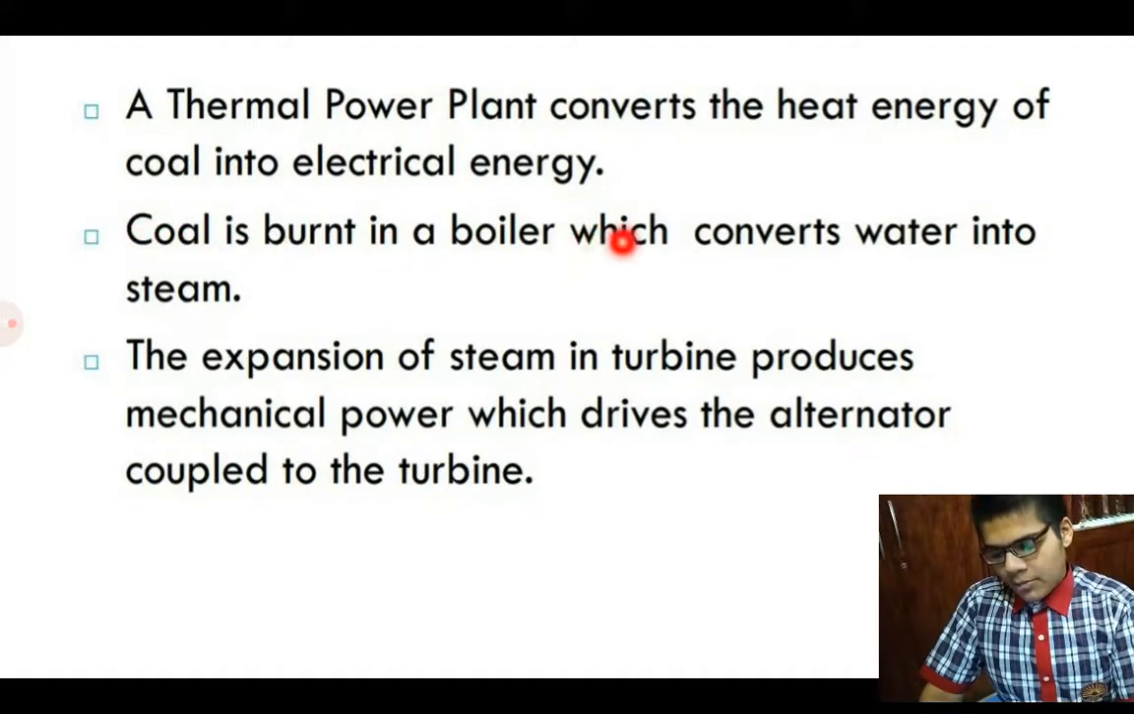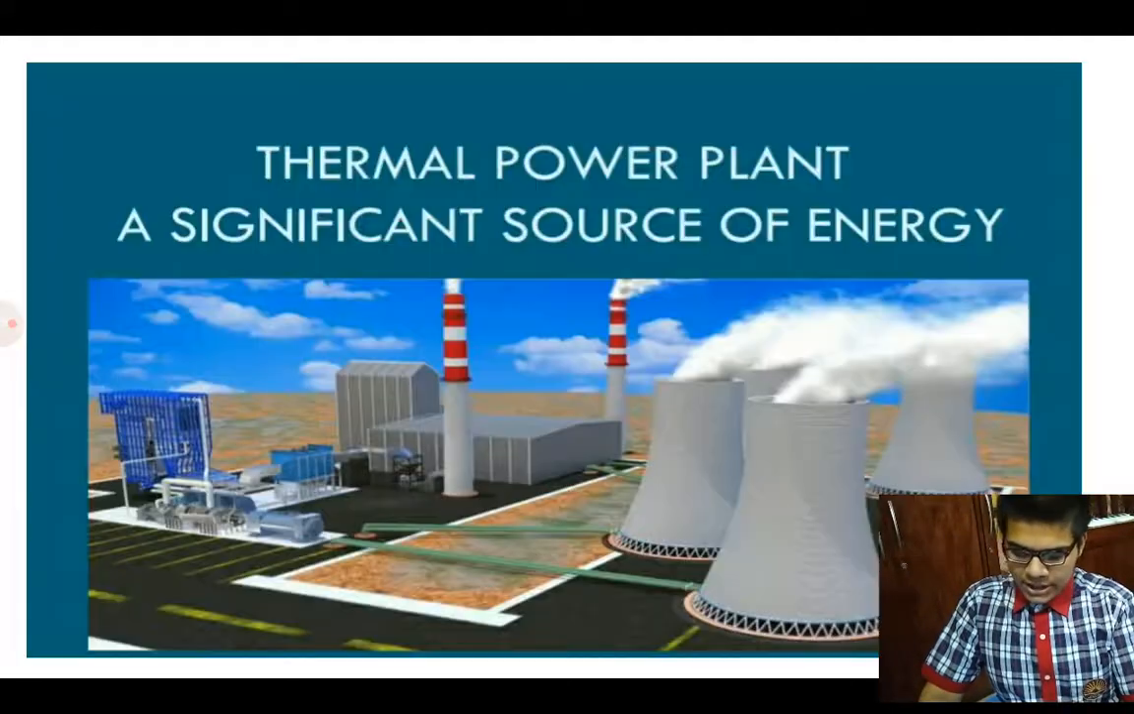Coal is burned in a boiler which converts water into steam. Here is a boiler in which coal is burned, which converts water into steam with the help of heat energy. The expansion in turbines produces mechanical power, which drives the alternator coupled to the turbine.